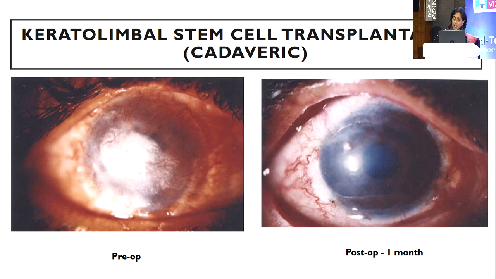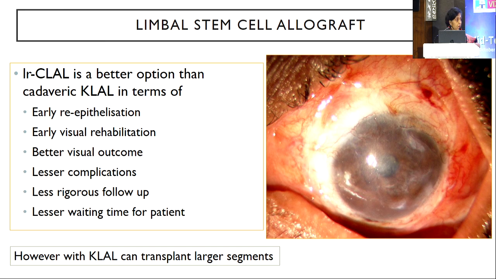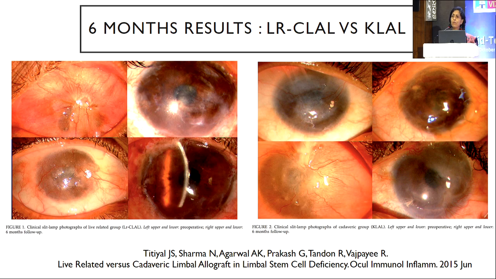This is a cadaveric keratolimbal allograft, and I think we have Charuta speaking on it, so I will skip over this. But generally, from the point of view of the expense of the immunosuppression and the requirement for the immunosuppression and side effects, generally one would prefer a live related to a cadaveric, because at least some of the antigens are shared. These are examples of 6 months of live related versus cadaveric. And generally the story I want to share with you is everything works.